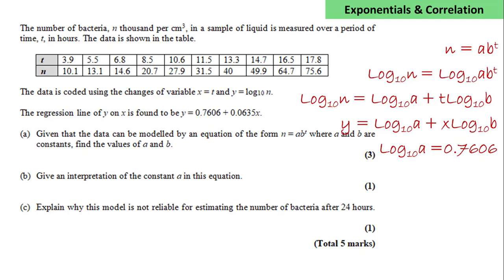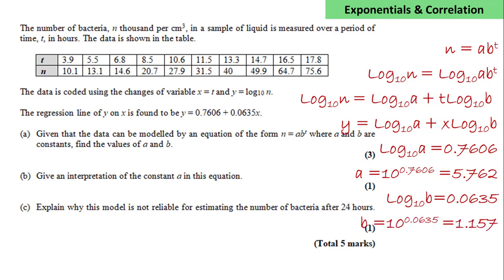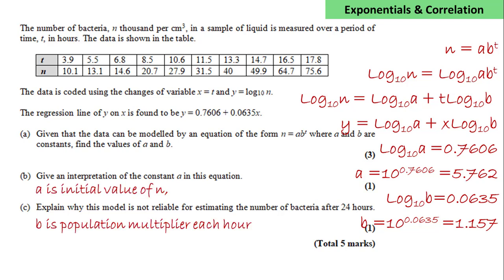We compare coefficients of this equation with the regression line, and we see that log to the base 10 of a is 0.7606. So a equals 10 to that power, which equals 5.762. Similarly, log to the base 10 of b equals 0.0635, so b is 10 to the 0.0635, which equals 1.157.